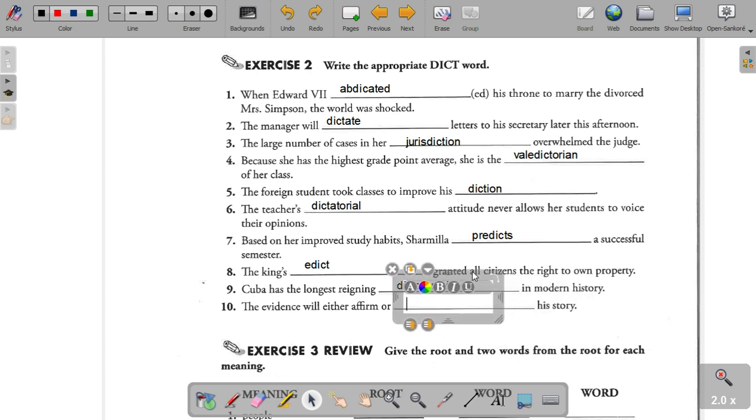The evidence will either affirm or contradict her story. So in this case, it will either confirm it, or it will contradict it. It will go against.